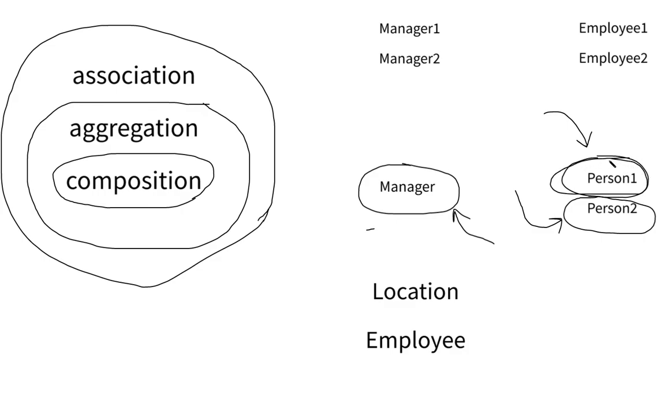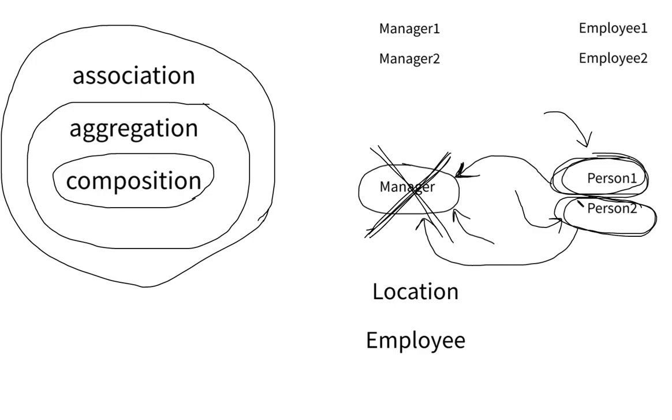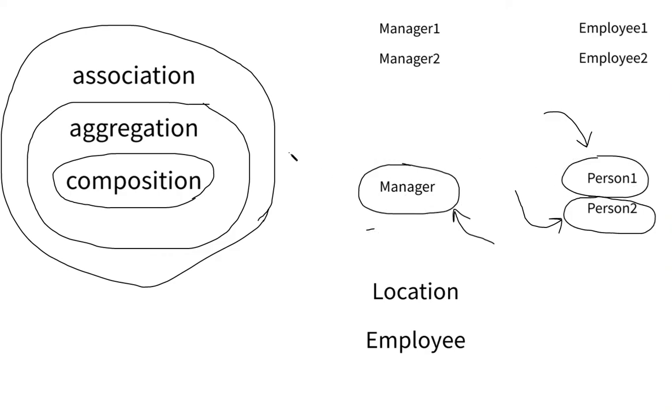Person 1 is sent to the manager as an instance to be set as an instance variable. Okay? Maybe person 2 is also sent to the manager's constructor so that it could be set as an instance variable of the manager. All right. But if you do that and you destroy the manager, you set it equal to null, the person 1 and person 2 still exist in the driver. They still exist. They exist separate from the manager, right? So that's aggregation.